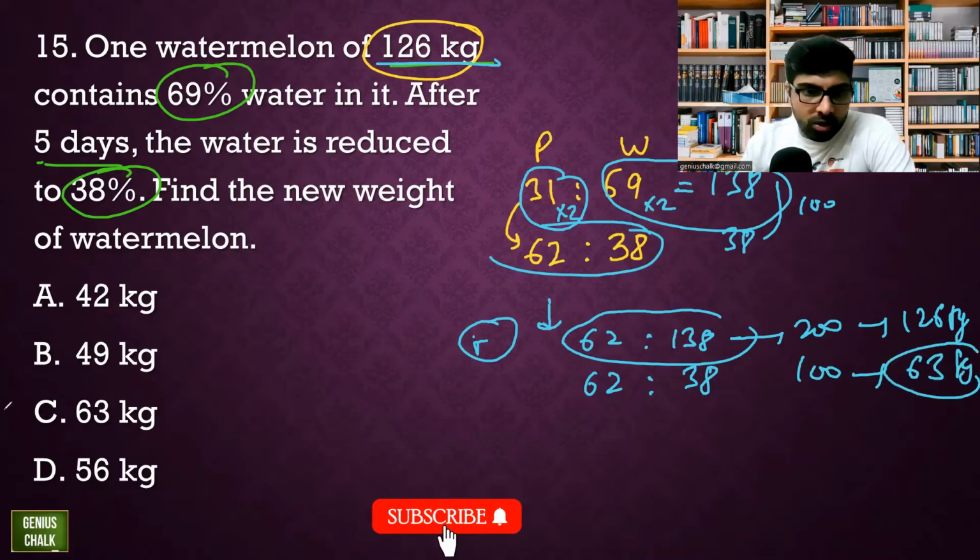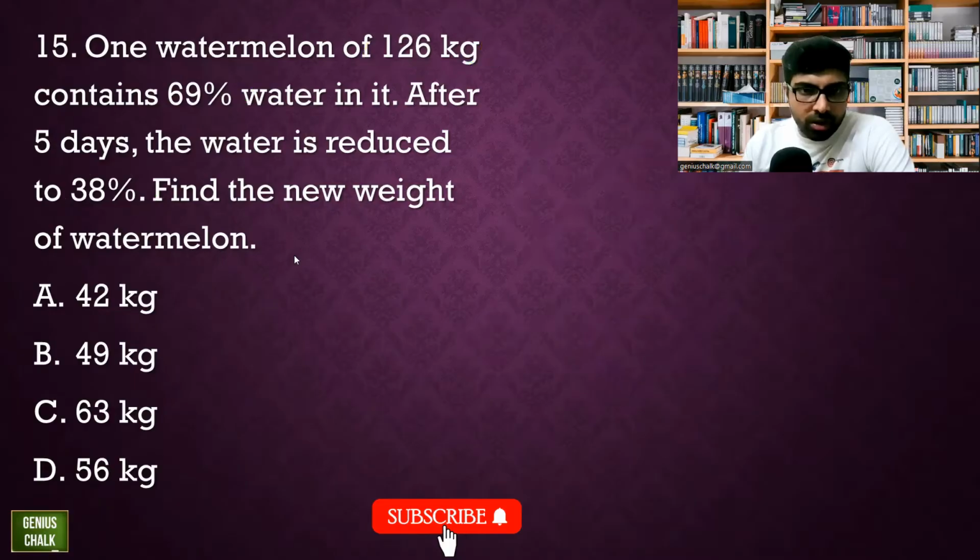So 100 units is 63 kg. So by a ratio you can solve like this. If you want to solve it by the percentage method, which we have discussed in the last question also, then we can solve it using that. So we know that pulp is same.